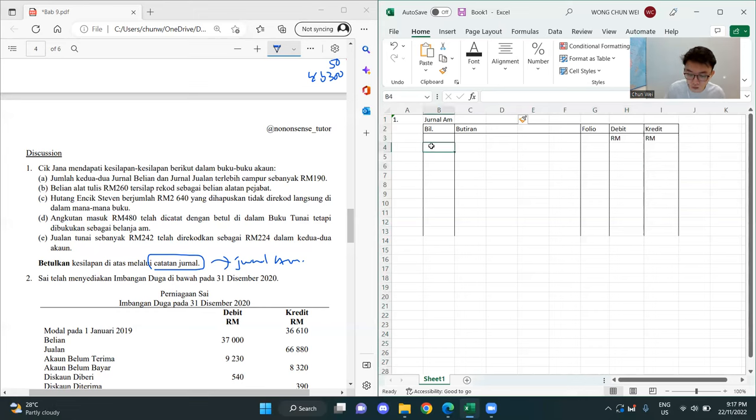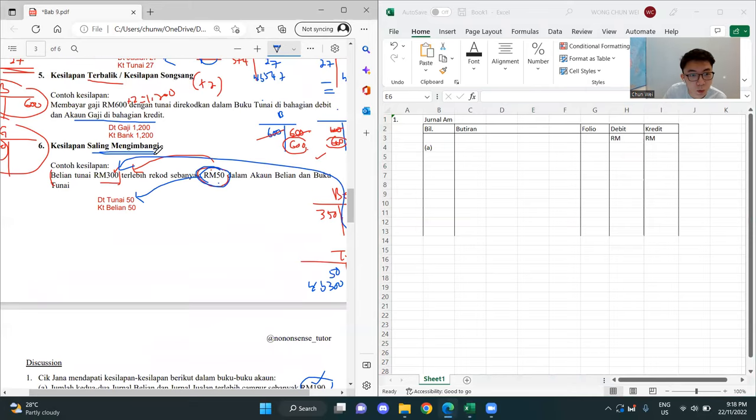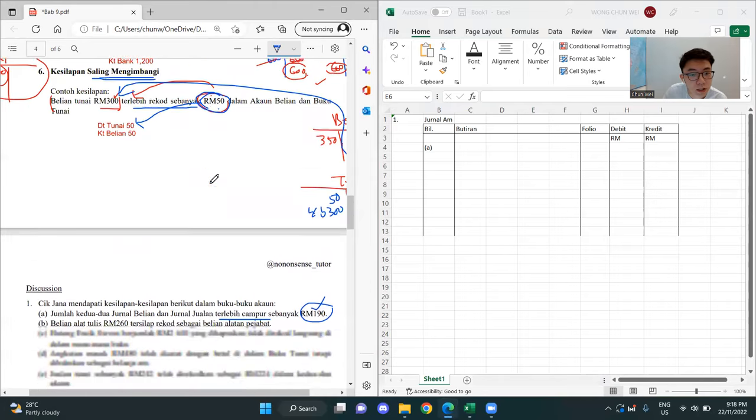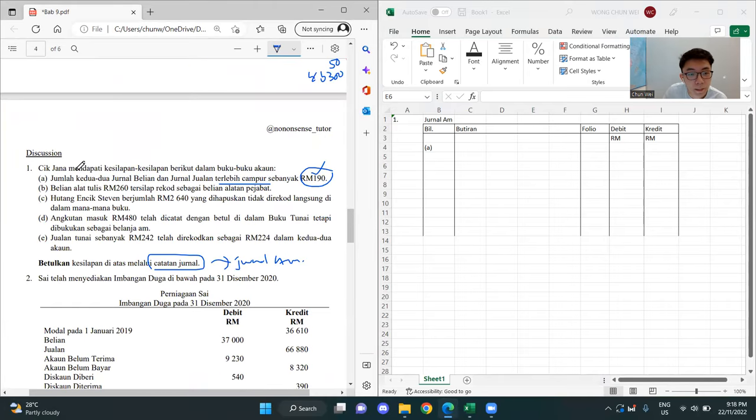So A, then you put here A lah. A. Okay, so jumlah kedua-dua jurnal belian dan jurnal jualan terlebih campur sebanyak 190. So, whenever you see a terlebih campur and they straight away give you the figure. Remember, do you have any idea? Something similar like what we saw just now? Terlebih record, blah, blah, blah. So, this is a saling mengimbangi. Okay, kesilapan saling mengimbangi.